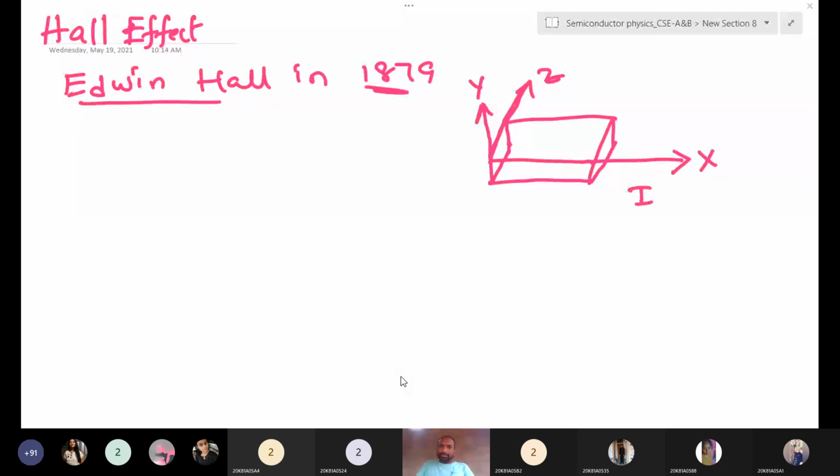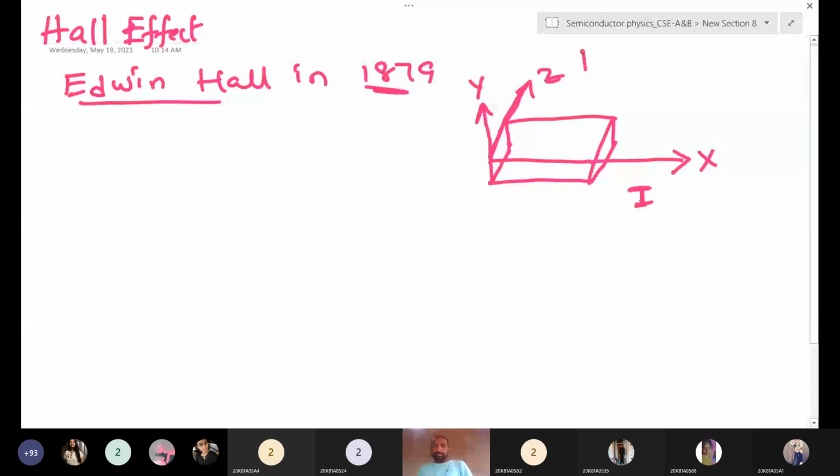You take a sample like that, metal or semiconductor. Here we will take a semiconductor material. Along the x direction some current is flowing in the semiconductor, and along the z direction we are applying some magnetic field.